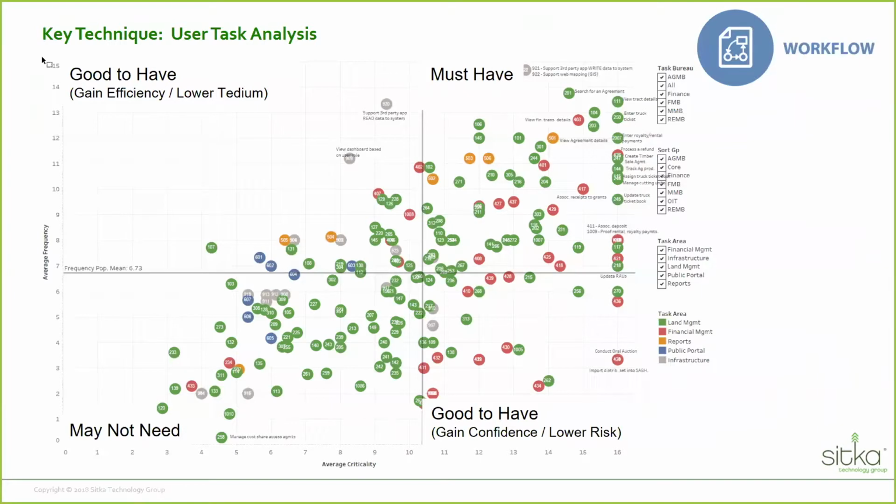Basically, there's a little bit of delay. The question that I have is regarding this slide. How do you prioritize, what process would an organization use to prioritize these into the must-have, good to have, may not need, or good to gain confidence, the lower good to have? Which process would somebody follow?